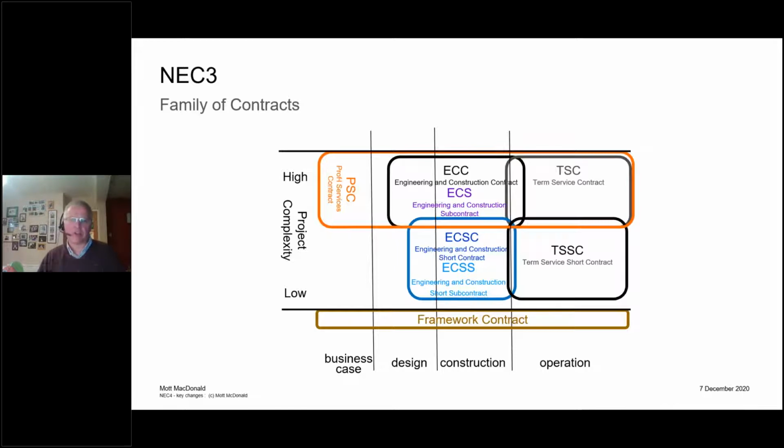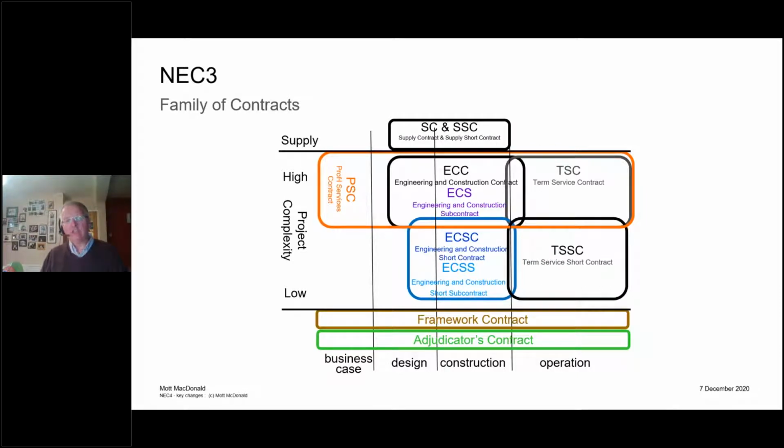Those separate contracts could be any of the ones above the line. There's an adjudicator's contract for when it all goes wrong, because you haven't bothered to run the contract properly. You didn't get proper training. Sorry, I get carried away. There's contracts for supply only, so that's when you design something and supply it, you just deliver a thing, whereas if you install it, then you need the engineering construction contract.